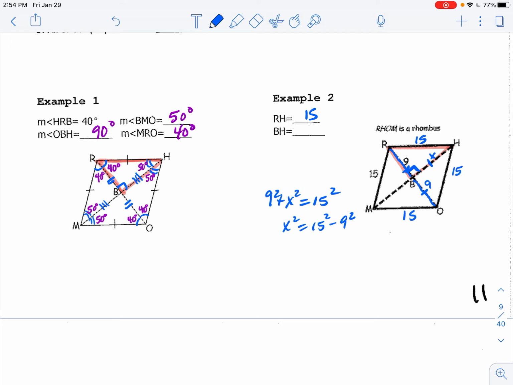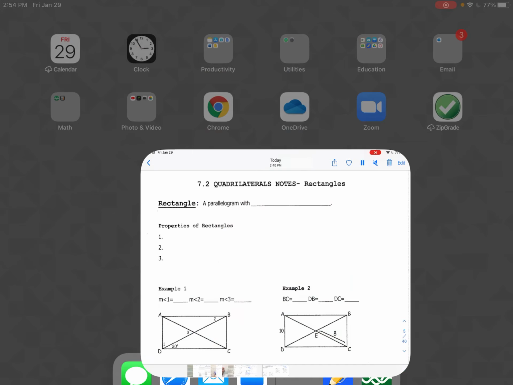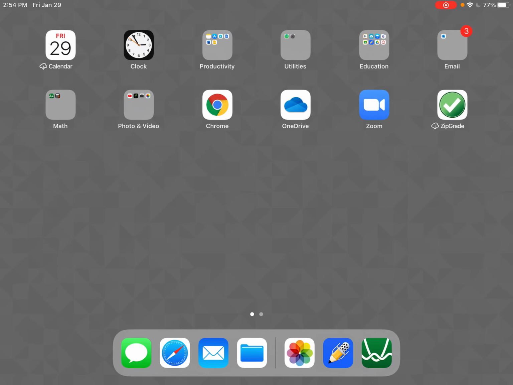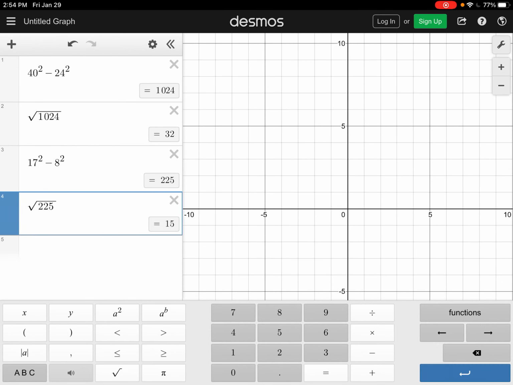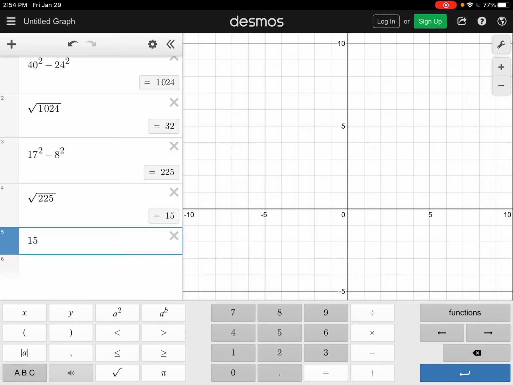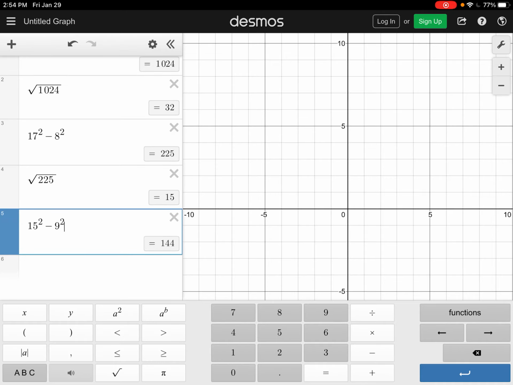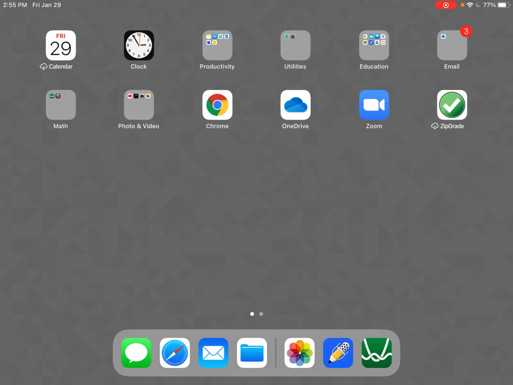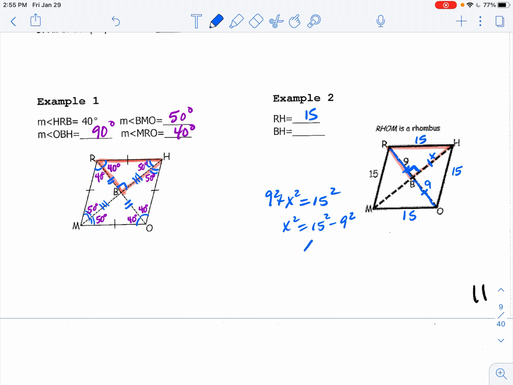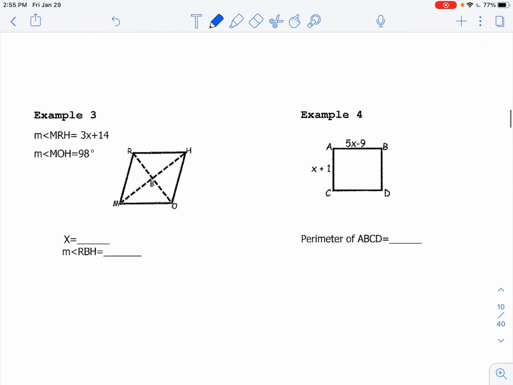I'm going to take that to Desmos. 15 squared minus 9 squared. I know the square root of 144 is 12. So x is equal to 12. All right, we got one more rhombus before we move on to the square.